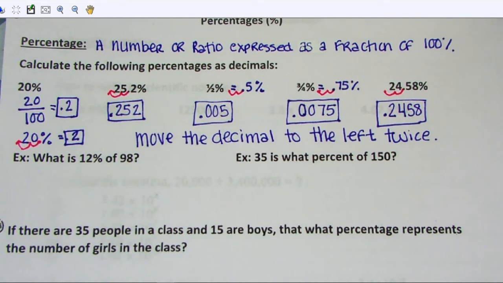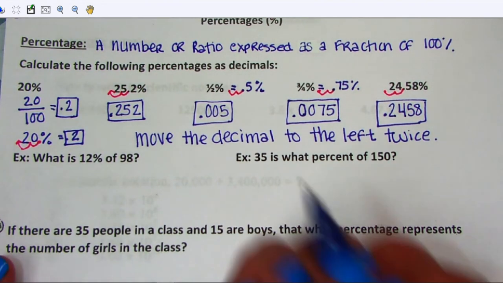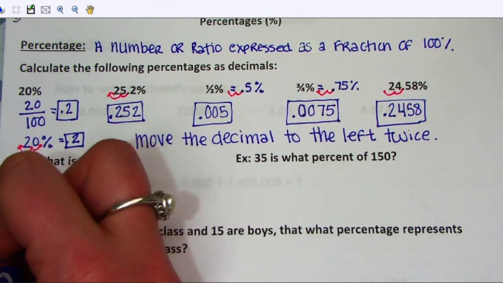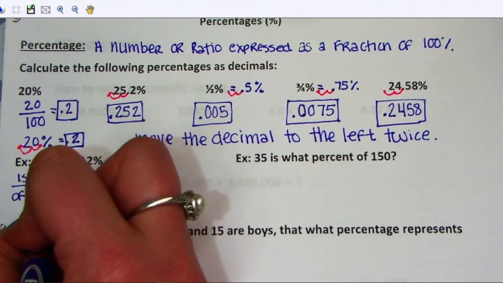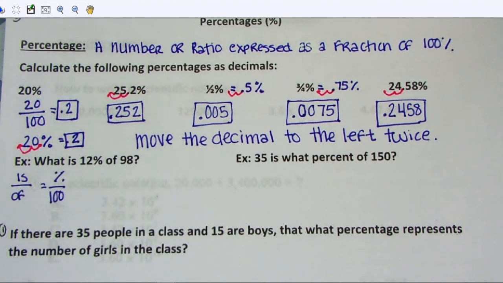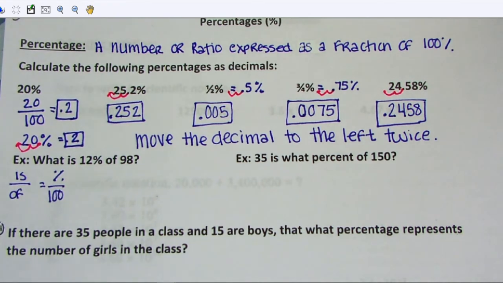Okay. So some things to remember: a percentage is out of 100%. So these are some word problems you might see. It says, what is 12% of 98? There are two ways of thinking about these problems. I'm going to show you the formula first, and then you can use the formula if you like it, or use the shortcut. So the formula is is over of equals percent over 100. You might have seen that formula in Algebra 2 normally. So I'm going to use the formula first, and then I'll show you a shortcut when dealing with percentages.